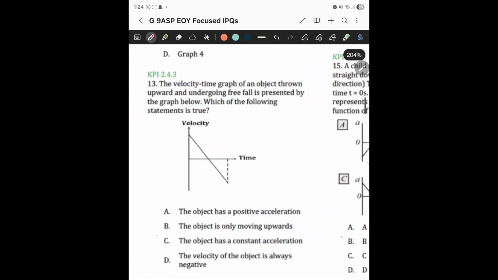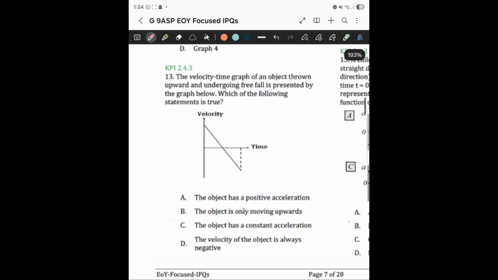Alright, let's go down here. The velocity graph shown of this, very nice. What are we trying to see? Which of the following statements is true? So, positive acceleration, wrong, gravity is minus. Moving only upwards? It's going upwards, stops at 0, and then it's going to be negative, so it must be moving downwards at one point as well. That is wrong.